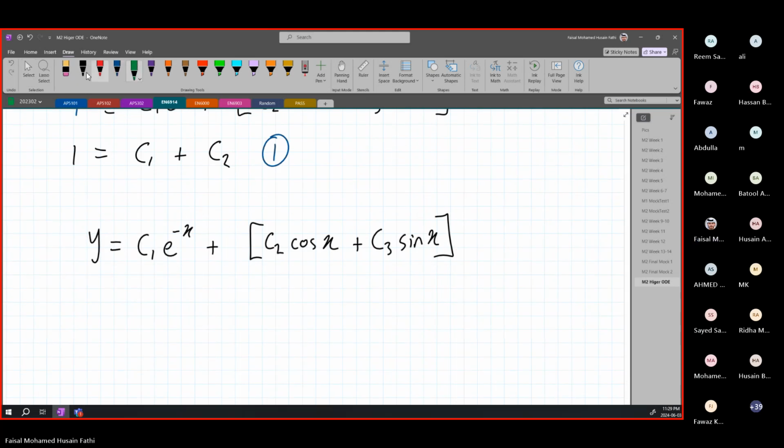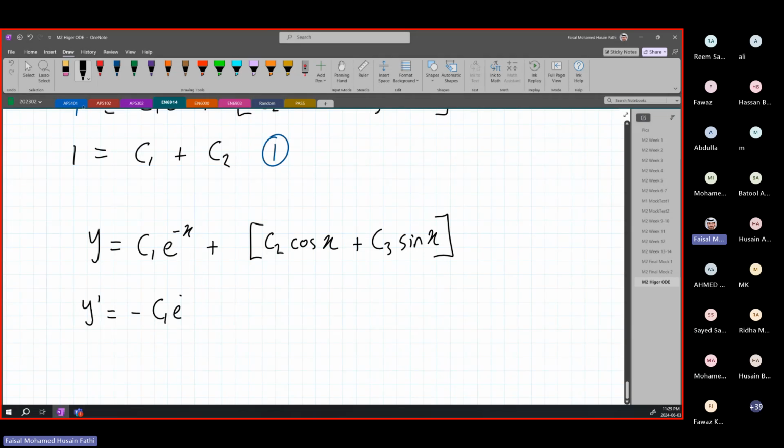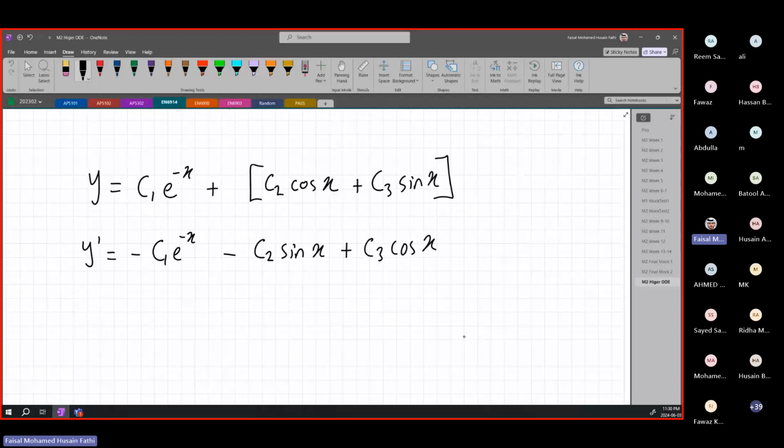So y prime is equal to negative c1 e to the minus x, because remember there's a negative sign here, so you're going to have to multiply it outside as well, minus c2 sine x plus c3 cosine x. The reason it's minus now is because c2 cosine, when you differentiate it, you get minus sine, and then just sine becomes cosine. Now we have our differentiation.